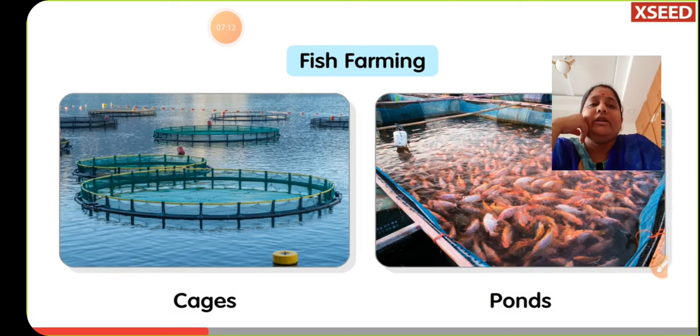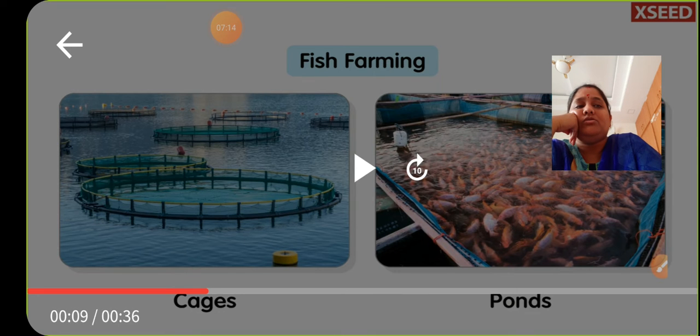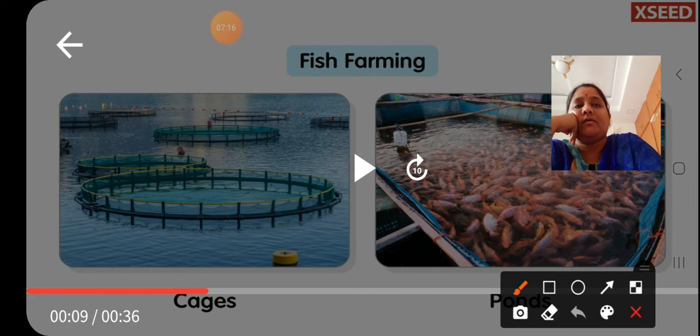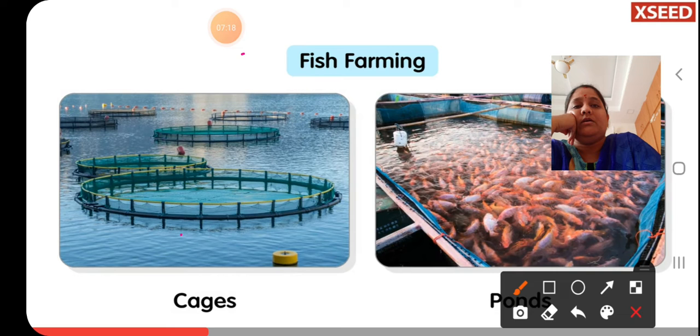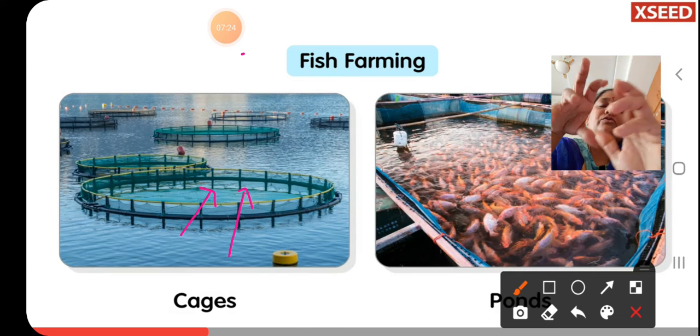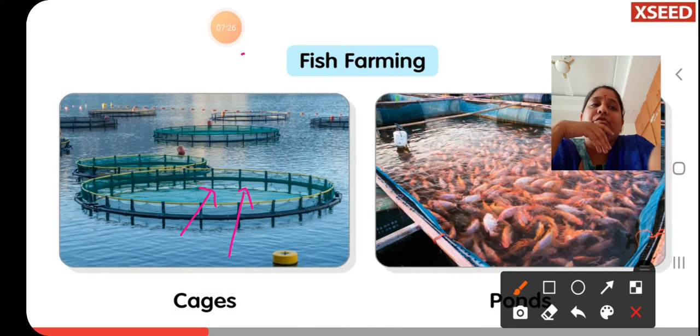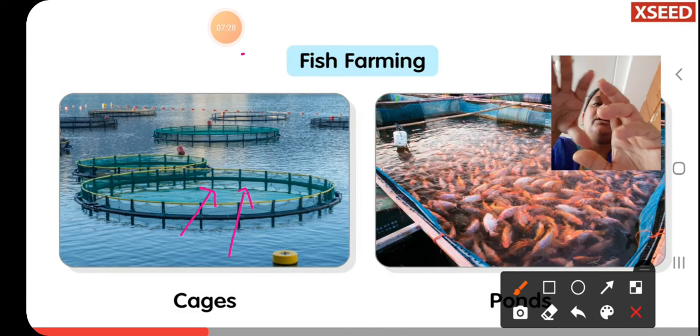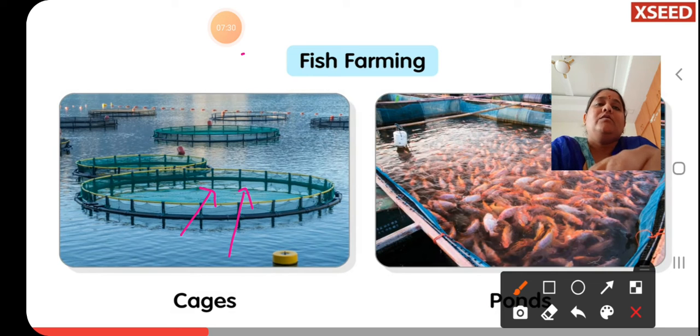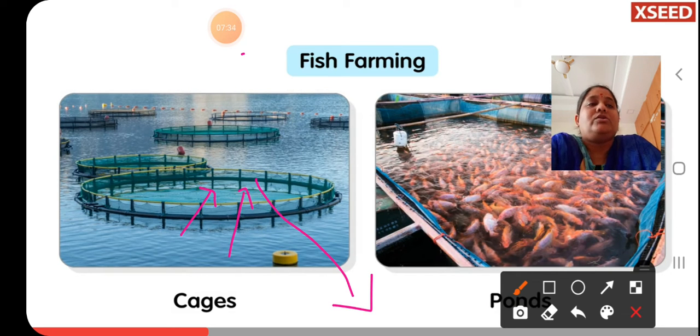Whenever water enters through these cages, all the small fishes get caught in the net. They are left in the cage for a few days so that they grow in size. Once they are grown, the farmers collect them from these cages.